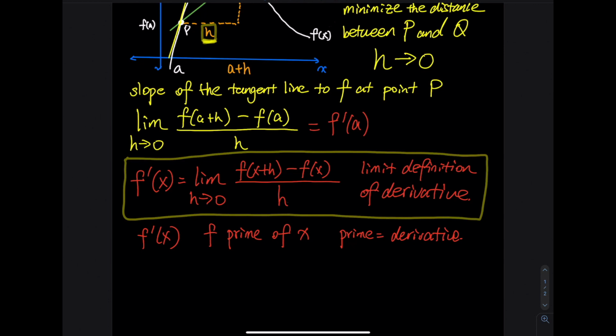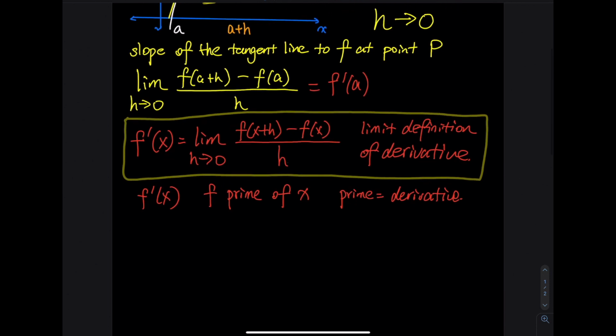There are a few different notations for the derivative. F prime of x is one of them. Another one that people use a lot is y prime. Another way to express y prime is dy divided by dx. This is dy divided by dx. That is the same thing as the derivative. The first d on top stands for derivative. So here is how we read this: the derivative of y with respect to x.